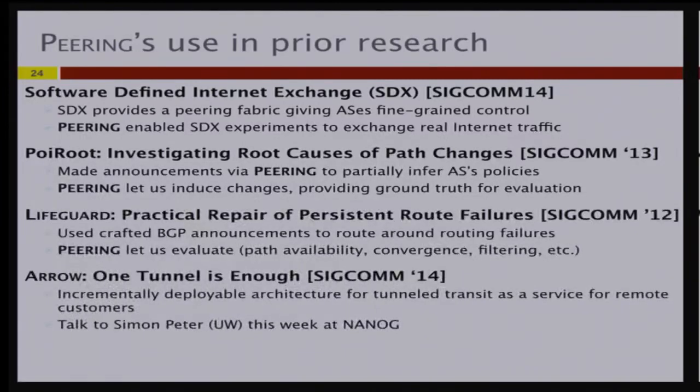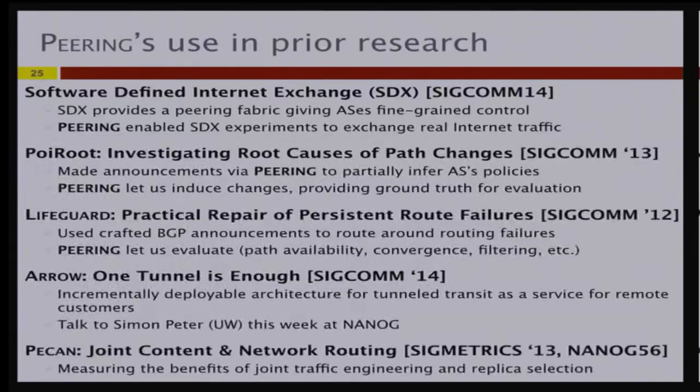There's also been other groups that didn't include me that used the testbed, so I'd encourage you to talk to Simon Peter, who's here at NANOG this week, about his system Arrow that lets you provide remote customers with a tunneled transit as a service. And also a few years ago at NANOG, there was a talk on joint content and network routing that used our testbed.